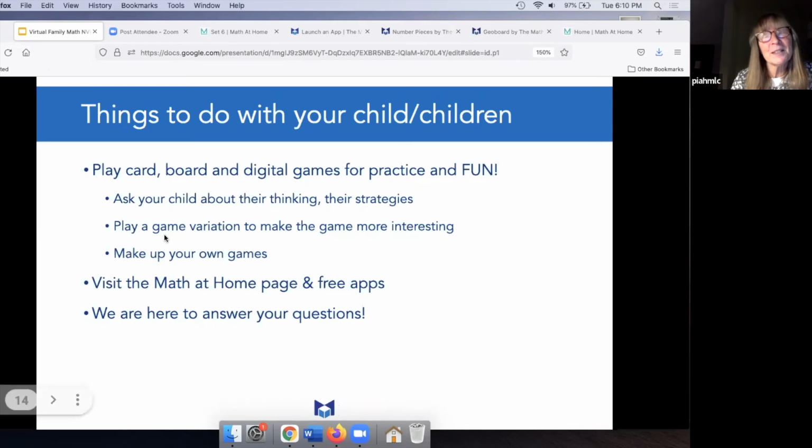And then there's always some game variations. So maybe we use a wild card, or maybe today we use the 4 through 9 dice instead of the 1 through 6 dice. Did you ever make up your own games as a child? We did. And then I hope you'll use the math at home and the apps to help support that visual representation that your children use to create those mental images so that they have a deeper understanding of number sense.